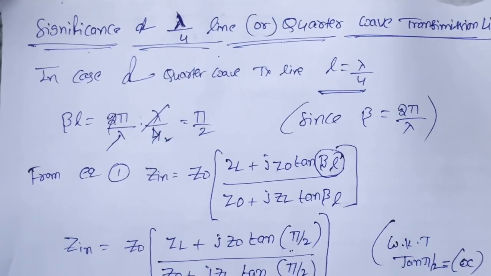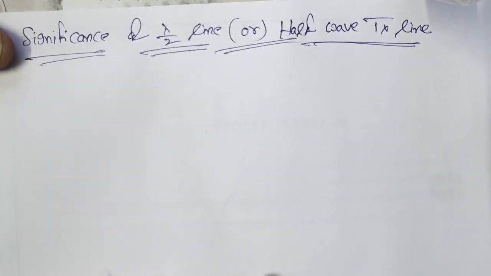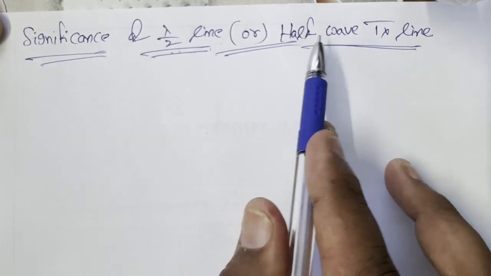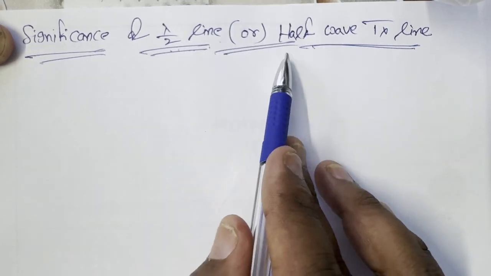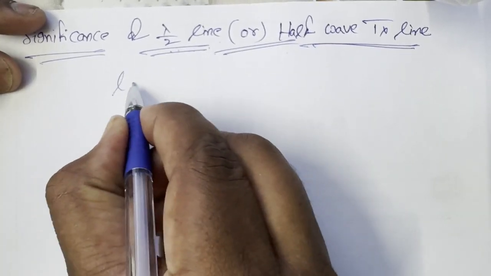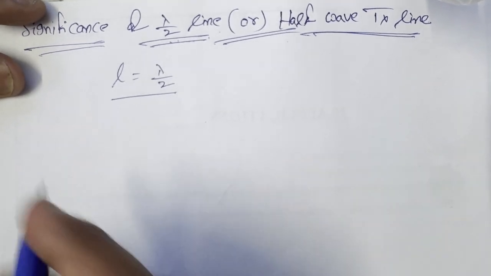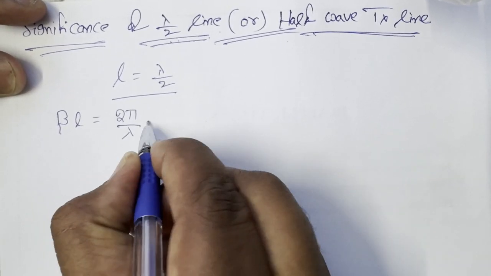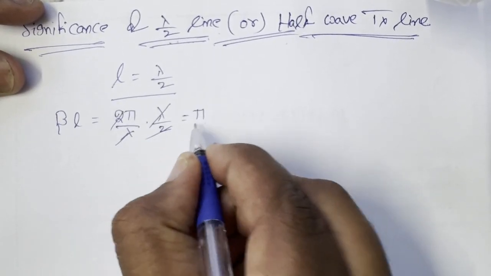Similarly, we have to observe the impedance significance of the lambda by 2 line also. We can also call it the half wave transmission line, lambda by 2 line or half wave transmission line. In this case, the length of the transmission line L is equal to lambda by 2. Then beta L is equal to, beta is nothing but 2 pi by lambda, into L which is lambda by 2. Here beta L is equal to pi.